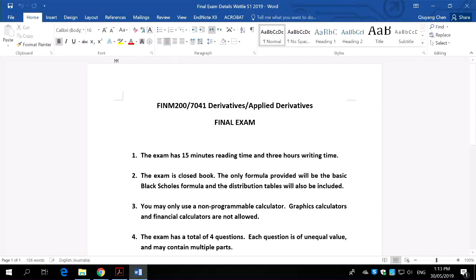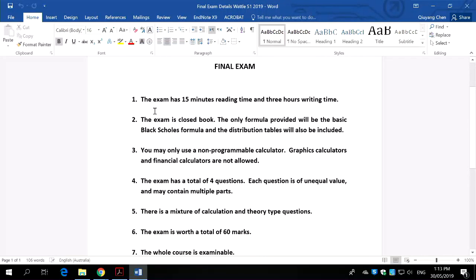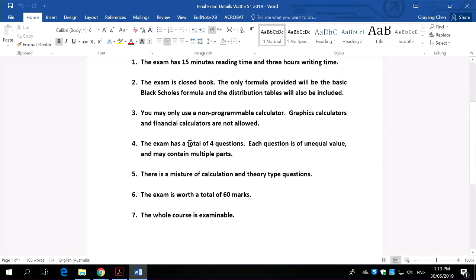All right, guys, so we have the image now. As I mentioned, there are 4 questions in the final exam. And in terms of the last question, question number 4, if you're Finland 2002, attempt part A. If you are Finland 7041, attempt part B, okay?